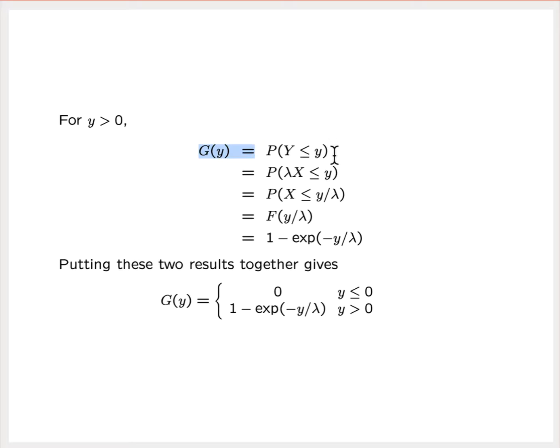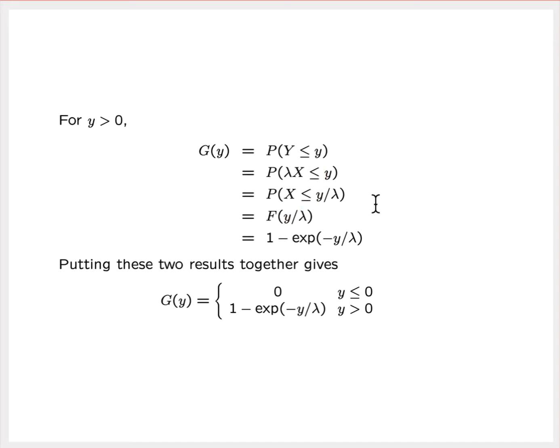by definition, the CDF evaluated at y is equal to the probability that the random variable y takes on a value less than or equal to the argument at which we're evaluating the CDF. And because y is equal to lambda times x, I can just replace y by lambda times x in this probability statement. Now, I want to get x by itself, and I can do that by dividing both sides of this inequality by lambda. And because lambda is positive, the direction of the inequality stays the same.